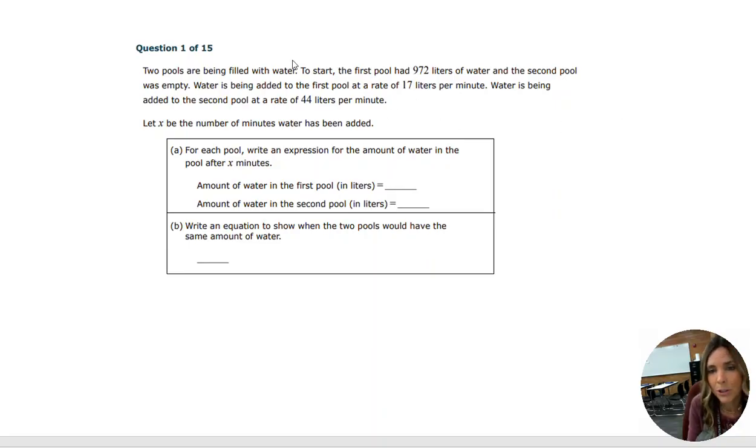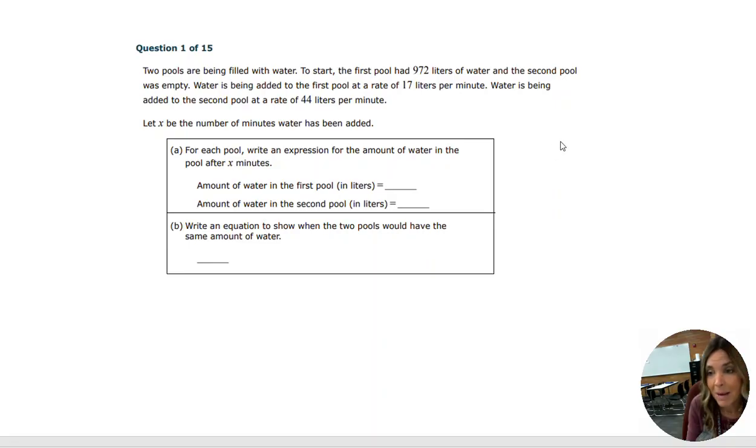This says 2 pools are being filled with water. To start, the first pool had 972 liters of water and the second pool is empty. Water is being added to the first pool at a rate of 17 liters per minute. Water is being added to the second pool at a rate of 44 liters per minute.